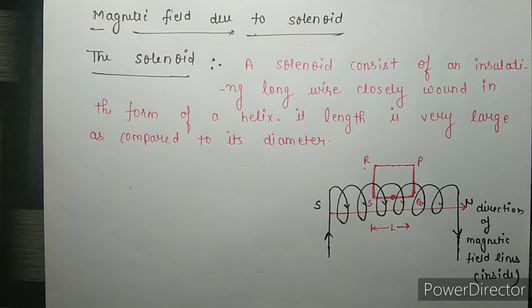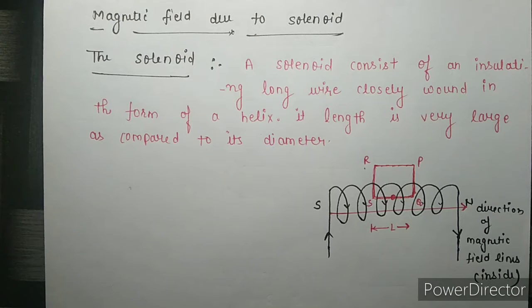Next application of Ampere circuital law. The first application we already discussed in the previous video: the magnetic field due to an infinitely long straight wire carrying current. The second application is the magnetic field due to a solenoid. So first we talk about the solenoid.